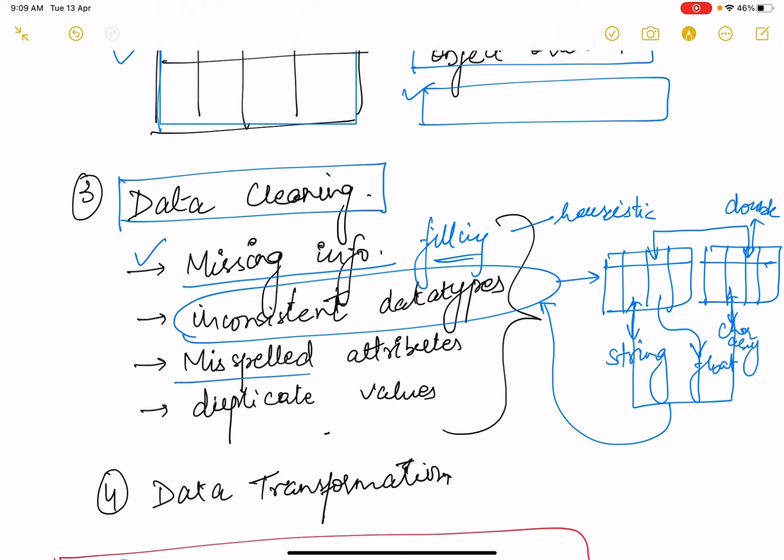Next is misspelled attributes and duplicate values. Similarly, we have a lot of information which is either not required or which is missing and we need to fill it, or there is some duplicate information which needs to be removed. So this is the process of data cleaning.